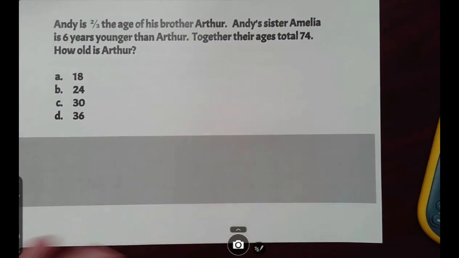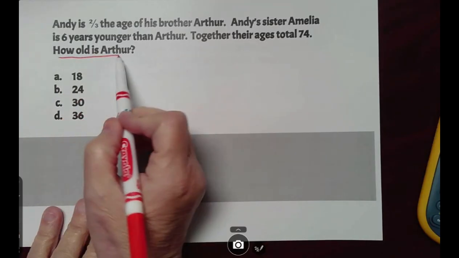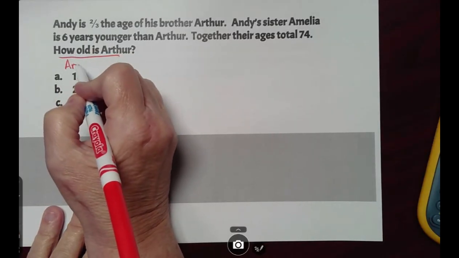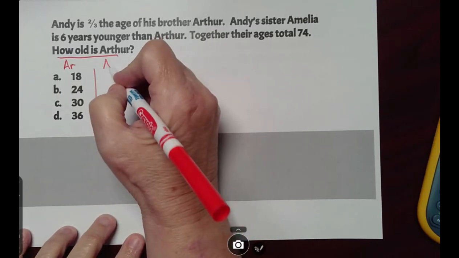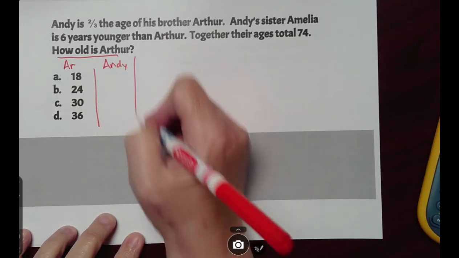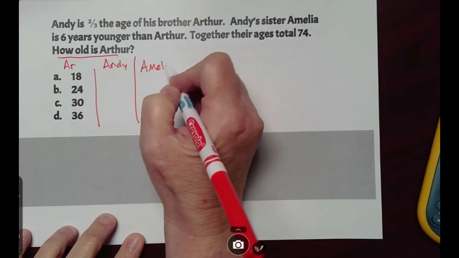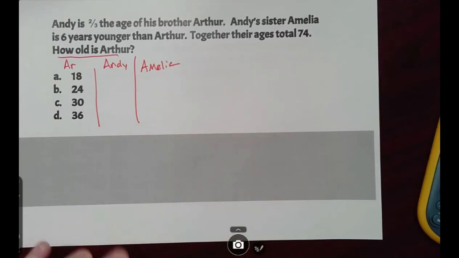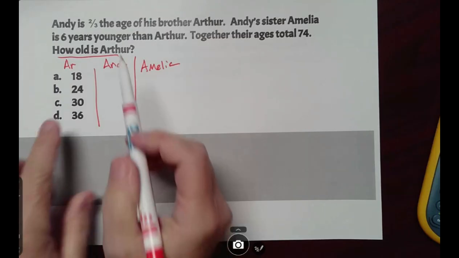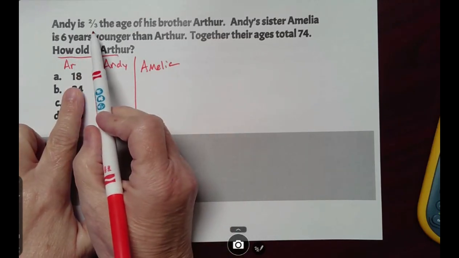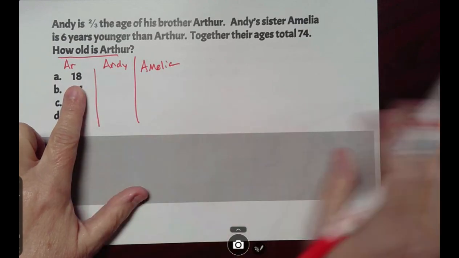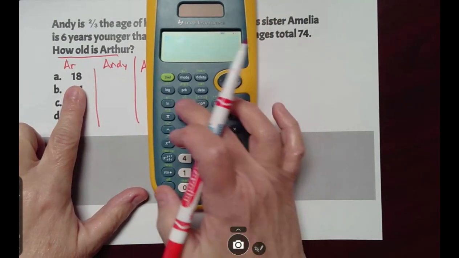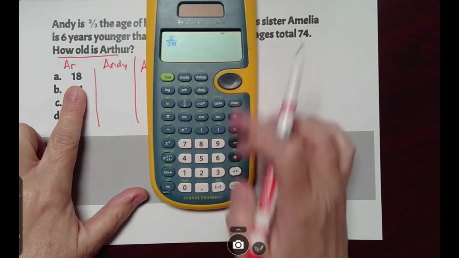These answers, this is the first part of it. You have to figure out what the answers represent. The answers represent Arthur's age. Okay, so we're going to make 3 columns. We got an Arthur column, an Andy column, and an Amelia column. And let's look at what they tell us. Andy is 2/3 the age of his brother Arthur. So I need 2/3 of Arthur. So we can use our calculator if you're not great with fractions.